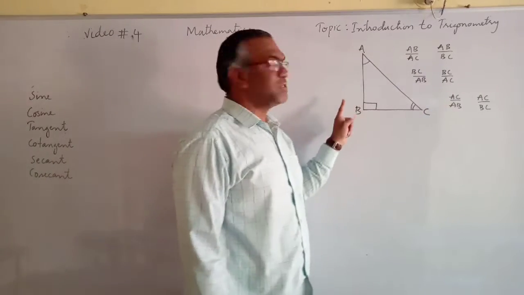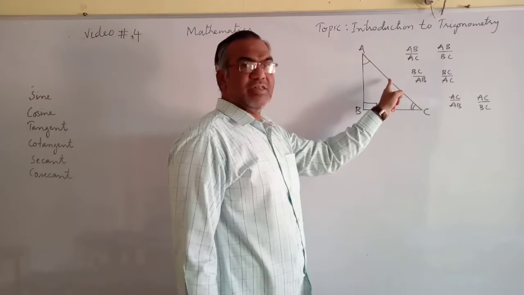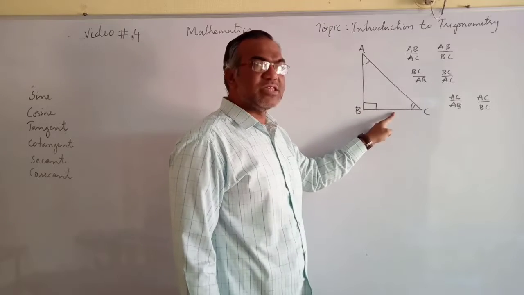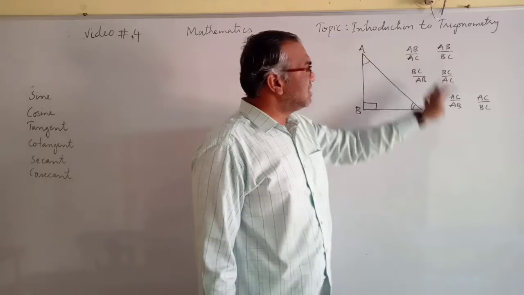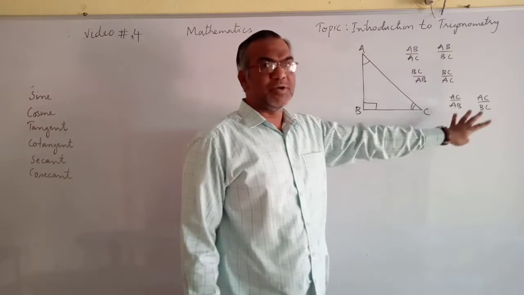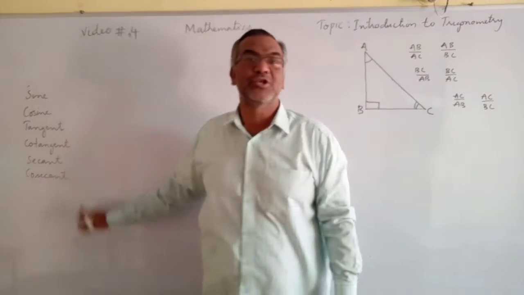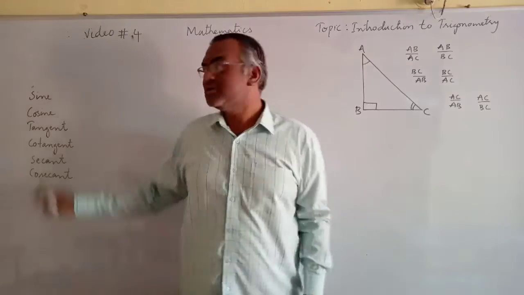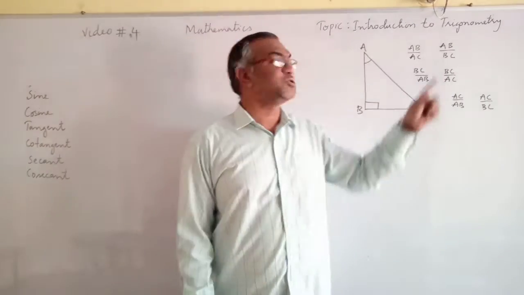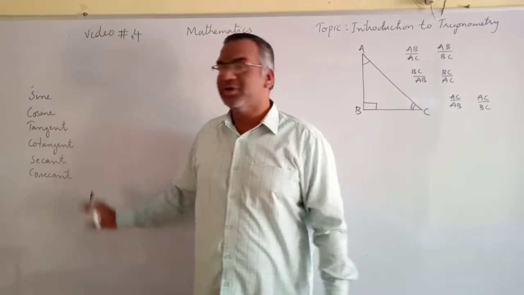6 ratios are possible. This side divided by this side, this side divided by this side. Like that, 6 are possible. No more possibilities are there. Therefore, there are 6 trigonometric ratios, 6 ratios of a triangle.